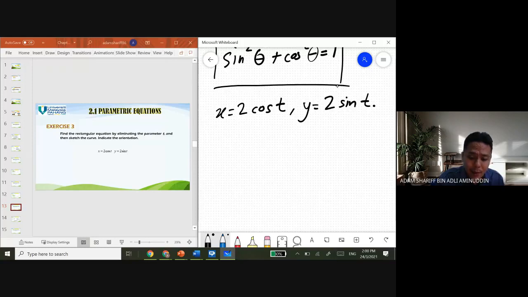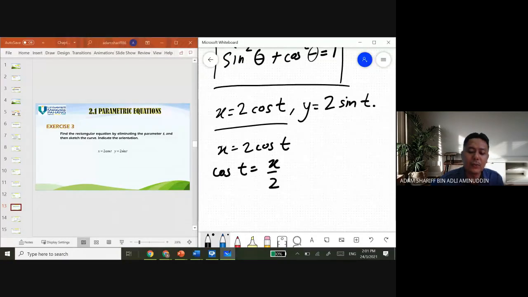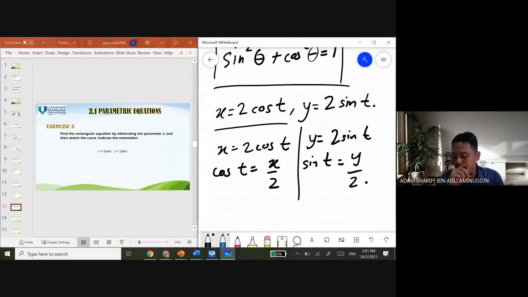So let's see what is our t here. Okay, x sama dengan 2 cos t. So cos t equals to x over 2. Whereas for the y, 2 sin t. Kita tak boleh directly dapat t macam tu. Sin t equals to y over 2.